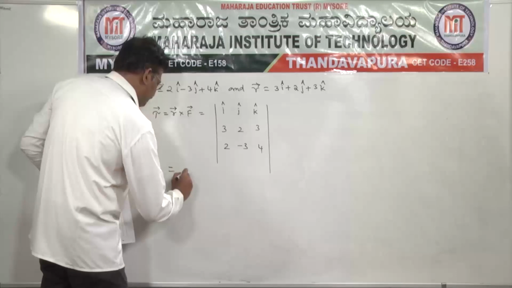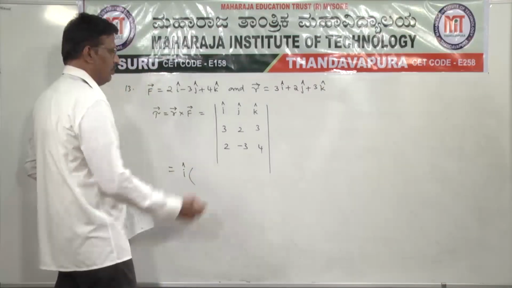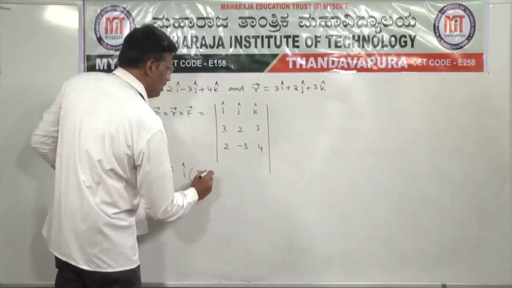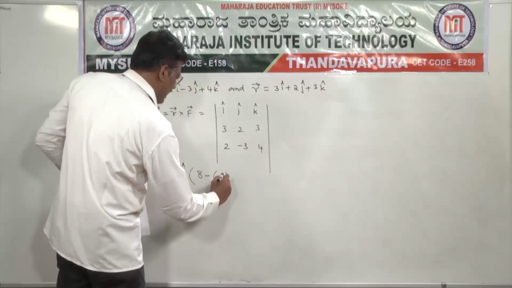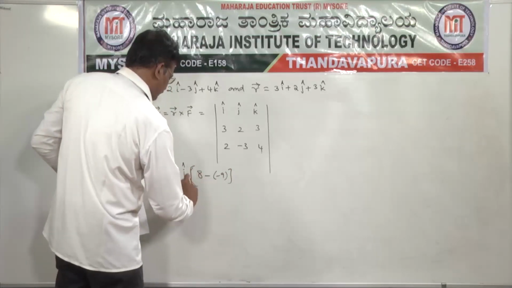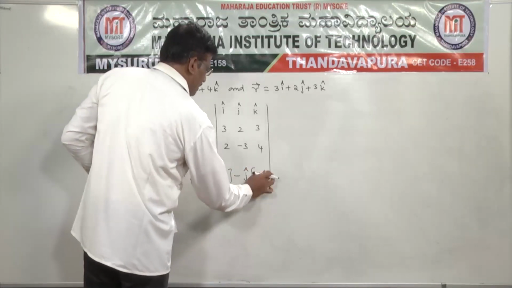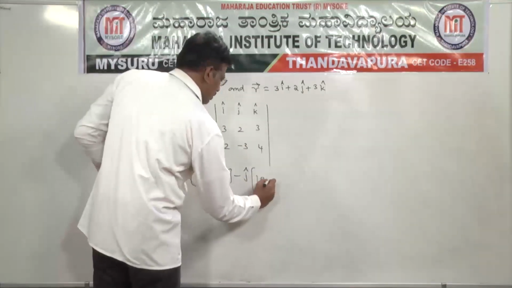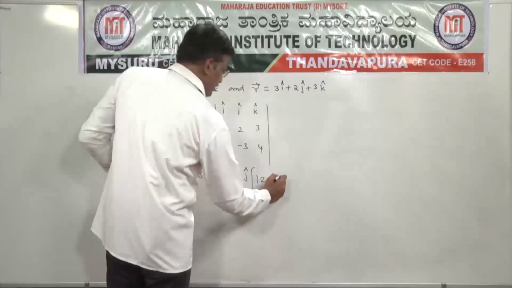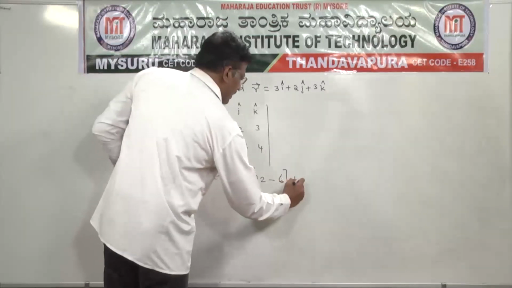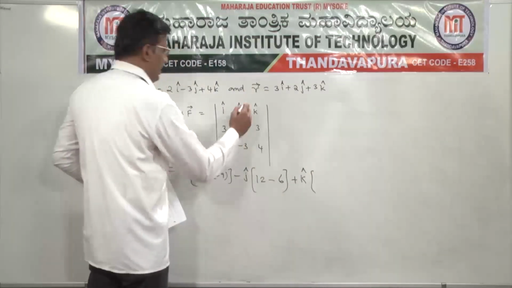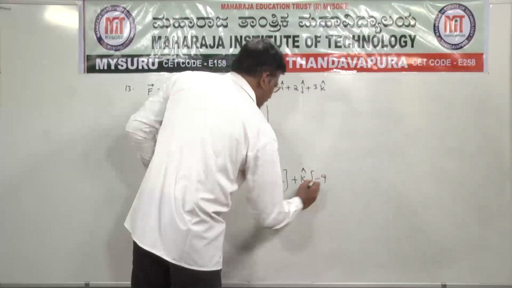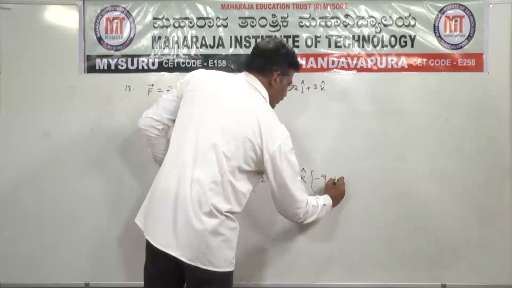So that implies i determinants, i into i row, i column if we neglect, remaining 2 4 is 8, minus of minus 9, minus j. So j column, j row if we neglect, 3 4 is 12, minus 2 3 is 6, plus k cap into k column, k row if we neglect, 3 3 is 9, minus 9, 3 into minus 3, minus 2 2 is 4.